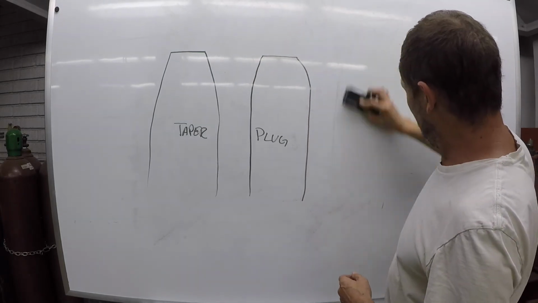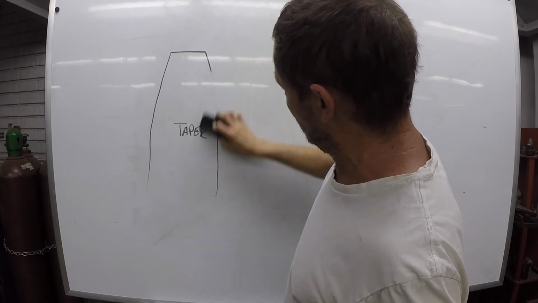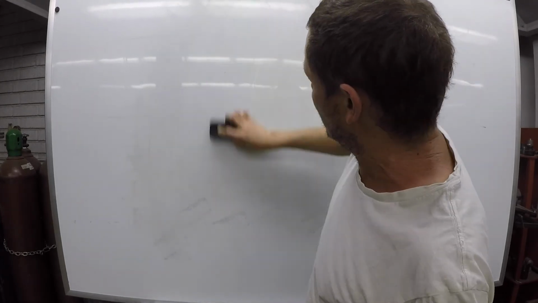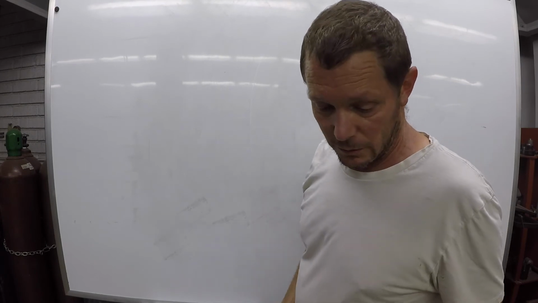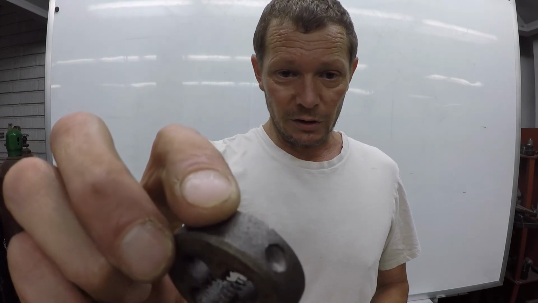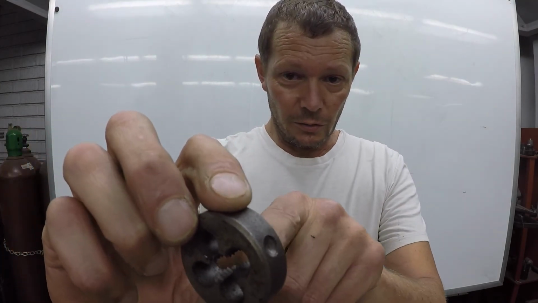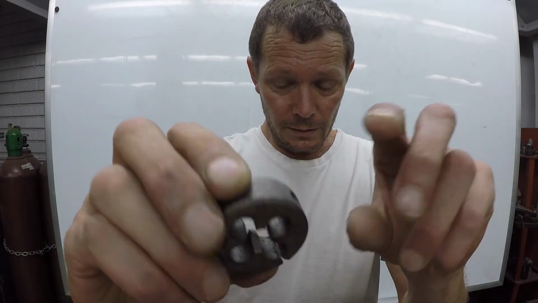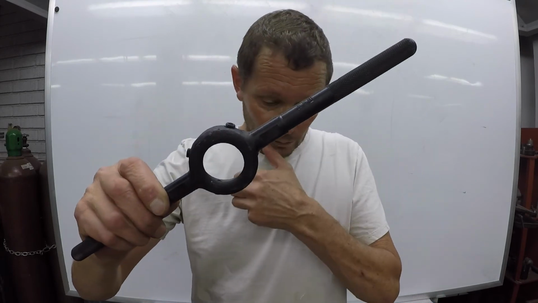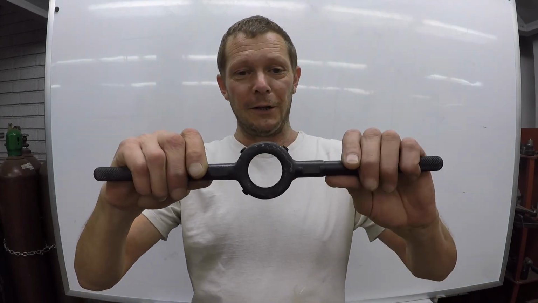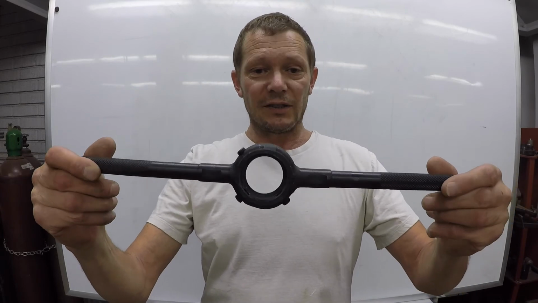Now, a tap once again is to make threads in an internal hole. What about threads externally? What we use to do it by hand is what's called a die. And this is a die, and if you look closely, you can see that there's thread cutters in there. It's held in this handle. A lot of people call it a handle. That's not what it's called. It's called a die stock.